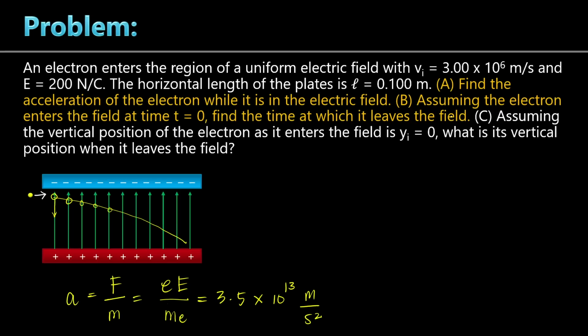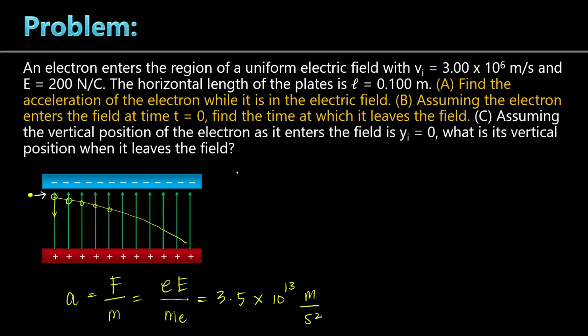Kaya kapag tinanong tayo dun sa letter B, assuming that the electron enters the field at time t equals 0, find the time at which it leaves the field. So mula dito hanggang dun. Pag siya ay nakarating dito, dapat mangyari yon at a very very short amount of time kasi napakalaki ng ating acceleration, di ba? To solve letter B, we need to consider that this electron has two independent motions. Bakit? Kasi meron siyang initial velocity, which is directed to the right. And because of that, it will move to the right at a constant speed. So therefore, yung kanyang horizontal motion ay uniform ang speed.